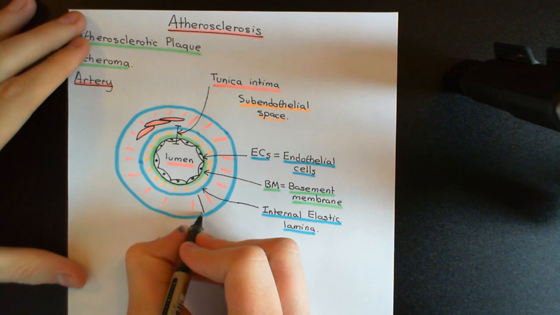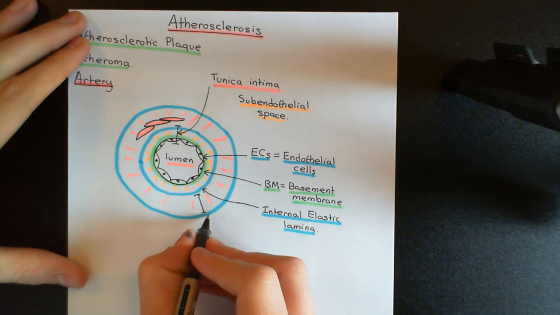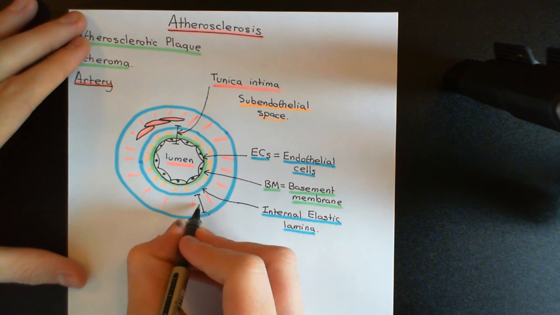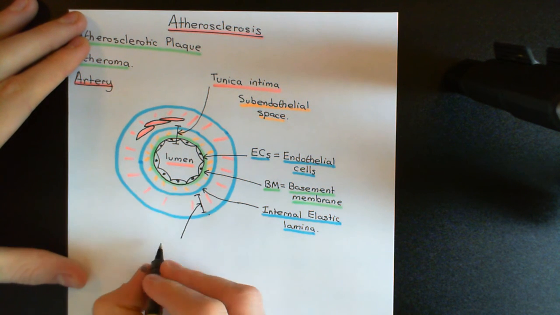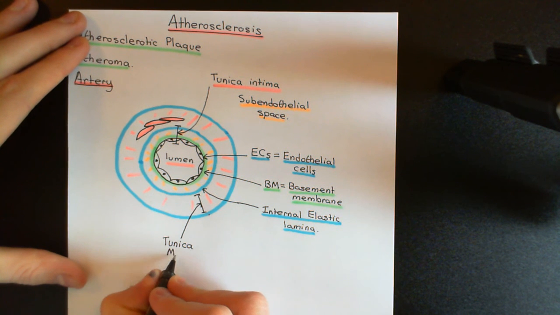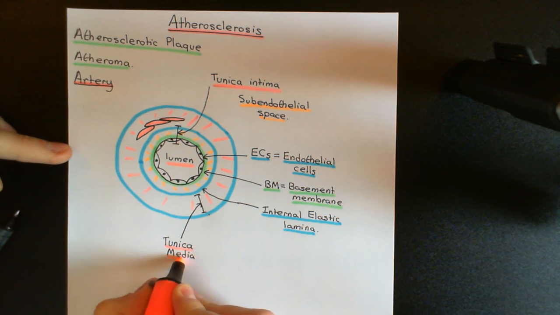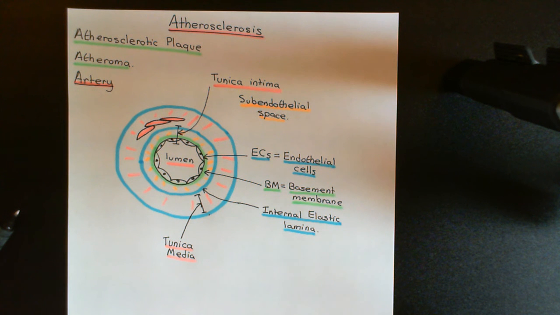Okay, so all of this layer here, from the internal elastic lamina to the beginning of the external elastic lamina, which I'll label on in just a moment, is now called the tunica media of the artery wall. Tunica means, again, layer, media means middle, so this is the middle layer of the artery wall. The tunica media controls the diameter of the blood vessel, because the smooth muscle cells can vary their contracted state, and depending on how contracted they are, that will determine the diameter of the artery.